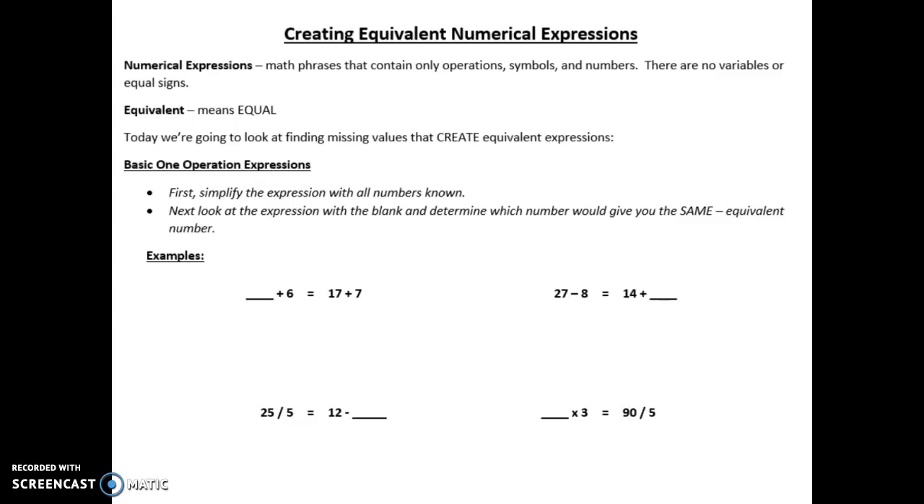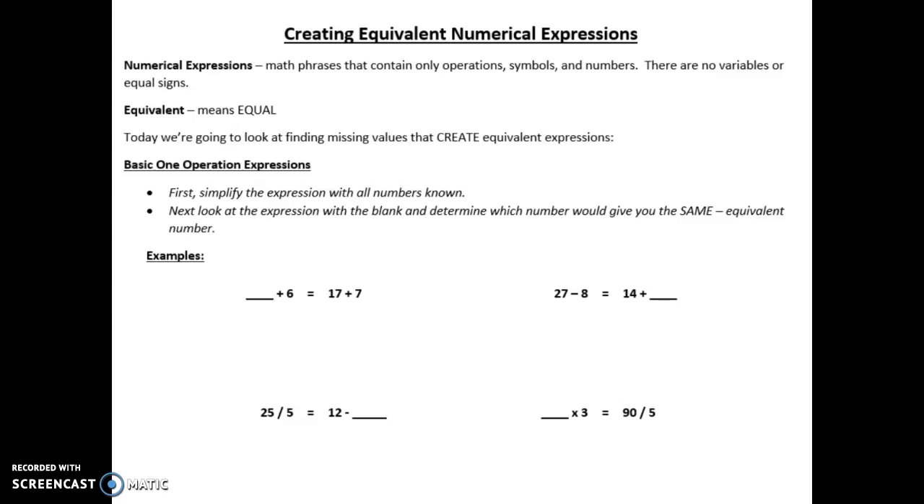So first we're going to start with definitions. Again, we're looking at numerical expressions, which are math phrases that only have operations, symbols, and numbers. There's no variable signs or equal signs in the expression itself. And equivalent just means equal. So today we're going to look at finding missing values that create equivalent expressions.